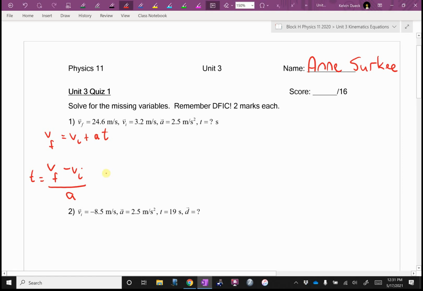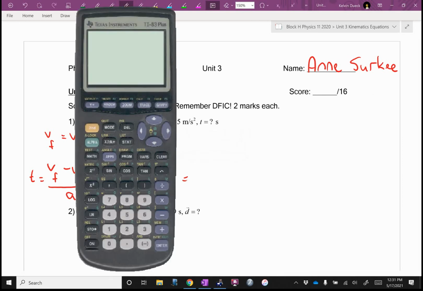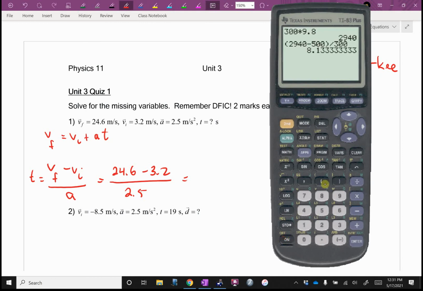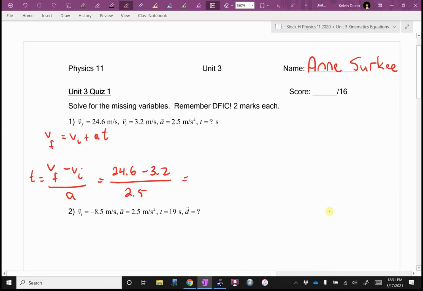Now we're going to plug in the numbers. V final is 24.6, V initial is 3.2, all over 2.5. Is this a fraction? Yep. Is there more than one thing on the top? I need to put the top in brackets or use my fancy schmancy fraction button. Is there more than one thing on the bottom? Nope, I don't need to put the bottom in brackets, although you can, but I'm not going to. Do y'all get 8.56? Units, seconds.